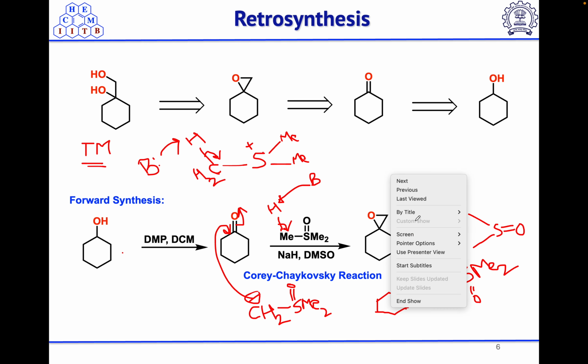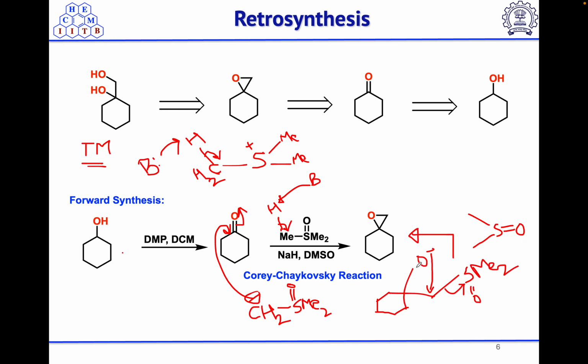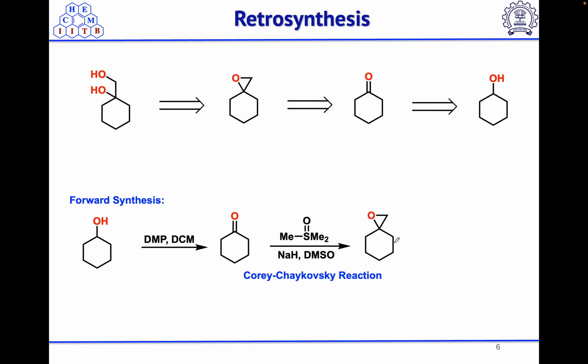Now what will be next? This epoxide we got. After getting this epoxide, we have to open it to get this diol, because this is our target. This epoxide ring opening we can do via two processes. One is base mediated, and the second one is acid catalyzed.